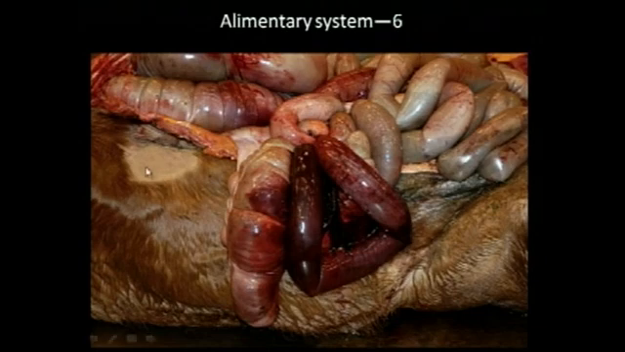If I can get the pointer to work, there we go. Here is the cause. This is a lipoma, a very common lesion in older horses, a mesenteric lipoma. Horses often have 10 or 15 of these, and every once in a while one of them will form a pedunculated stalk and manage to loop itself around a segment of intestinal tract and effectively strangulate it.